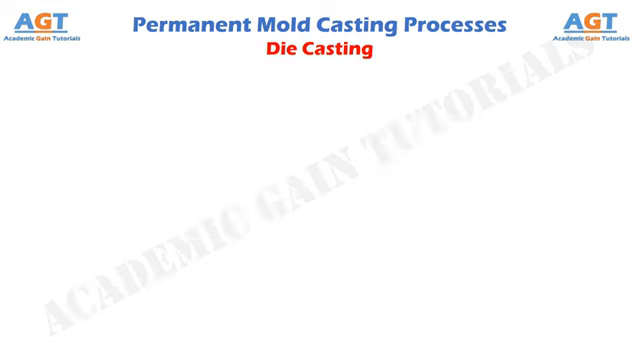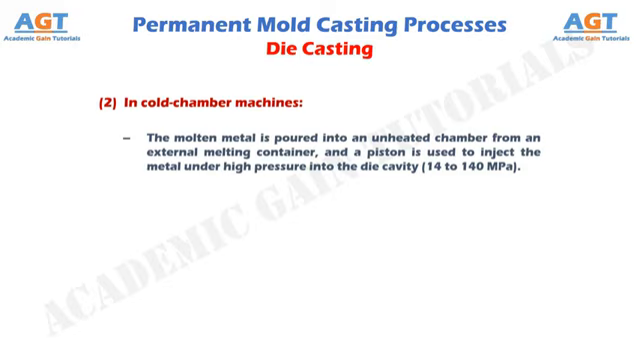On the other hand, in cold chamber die casting machines, the molten metal is poured into an unheated chamber from an external melting container, and a piston is used to inject the metal under high pressure into the die cavity at about 14 to 140 megapascals.